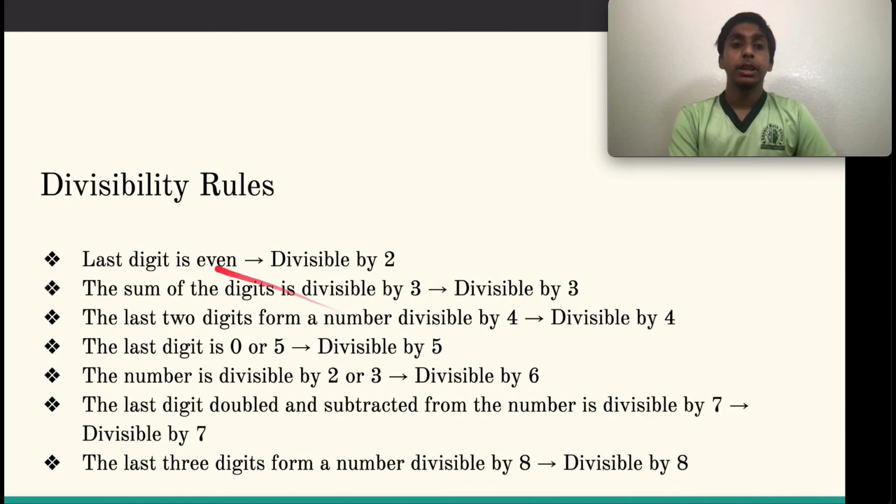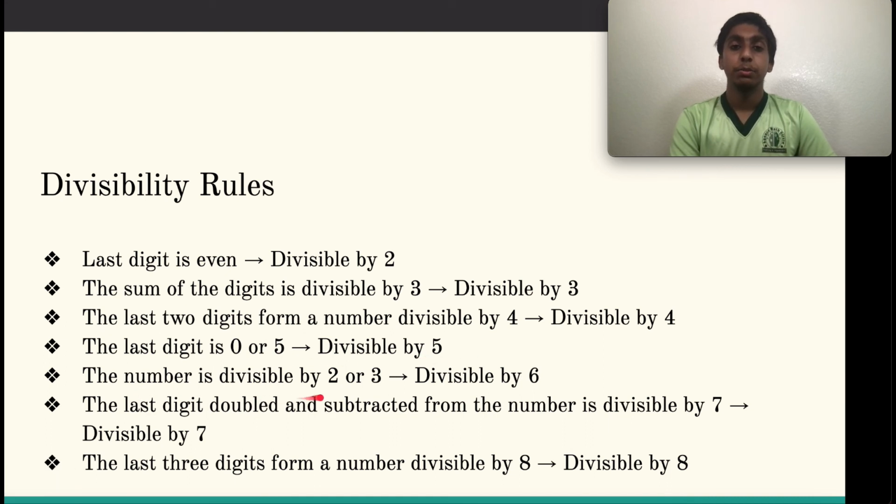Okay, so here we have some divisibility rules. I know that many of you have probably already learned these, but I'm quickly just going to go over them because they're often really helpful when it comes to figuring out these problems. If the last digit is even, then it's divisible by 2. If the sum of the digits is divisible by 3, then it's divisible by 3. If the last 2 digits form a number divisible by 4, it's divisible by 4. If the last digit is 0 or 5, then it's divisible by 5.